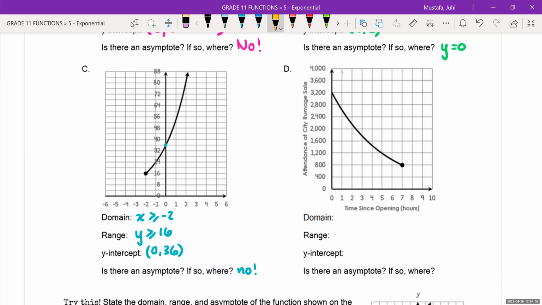Example D is also just a part of the graph. So for the domain here, there's no arrow, so it's going to be between 0 and 7. And then the range is going to be between 800 and 3,200. The y-intercept will be 0, 3,200. And we cannot tell if there's an asymptote in this question.